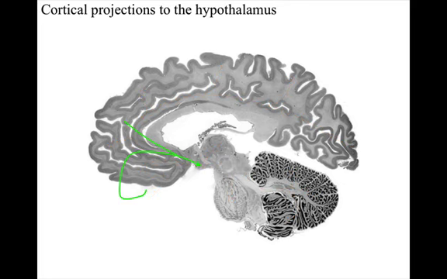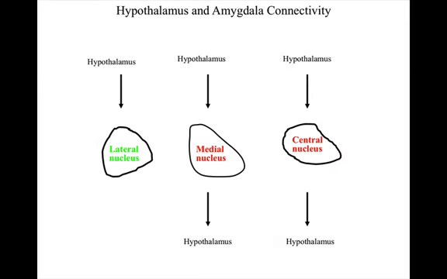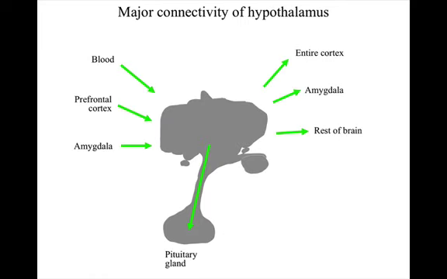Inputs to the other hypothalamic nuclei from the cortex tend to come mainly from the prefrontal cortex, especially the orbital and medial areas. Then there's the reciprocal connectivity between the hypothalamus and the amygdala that we looked at earlier. So this summarizes the typical connection patterns of the hypothalamic nuclei. Information comes in about the state of the body, derived from the blood, plus inputs from the prefrontal cortex and the amygdala. Outputs target the entire brain, but also regulate the body via the pituitary gland.